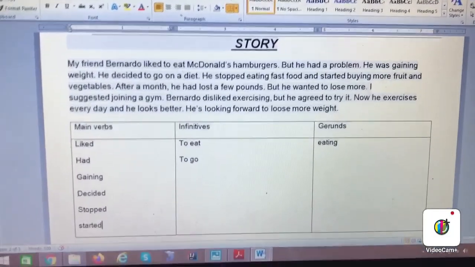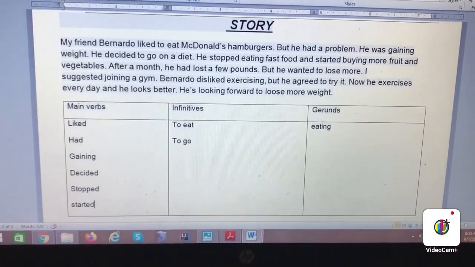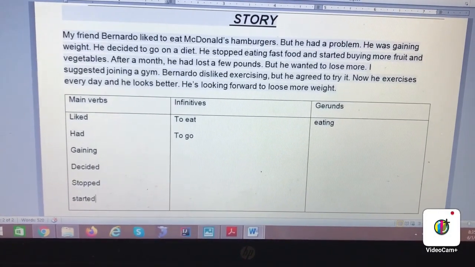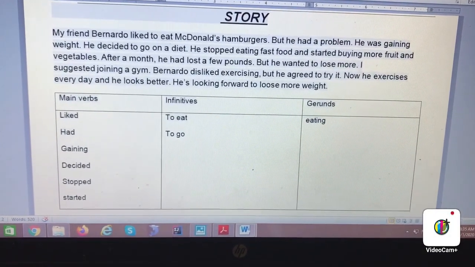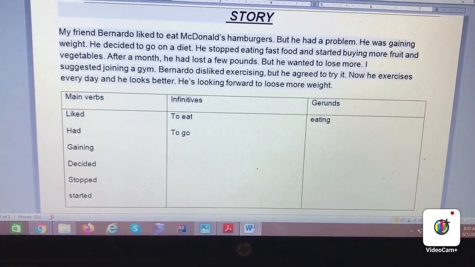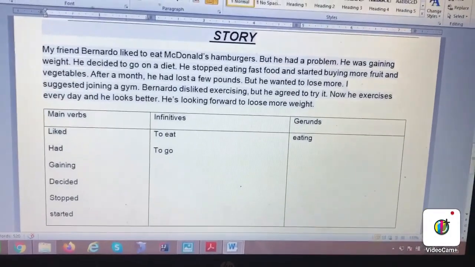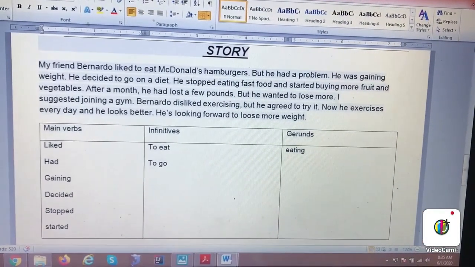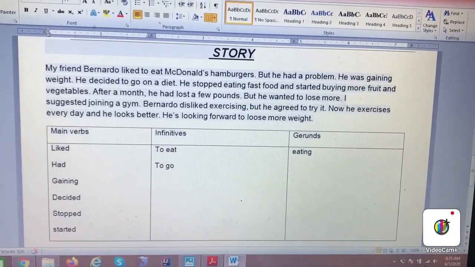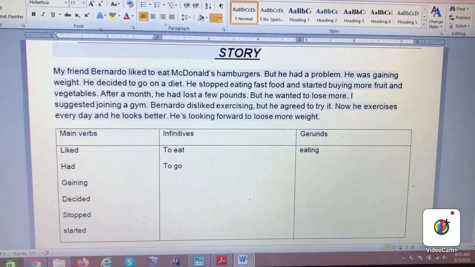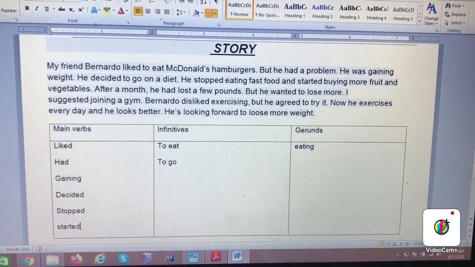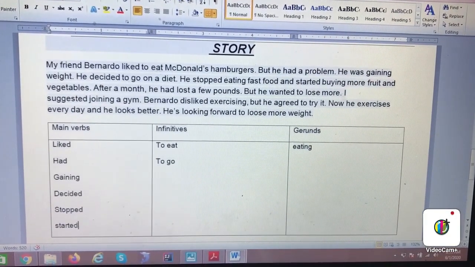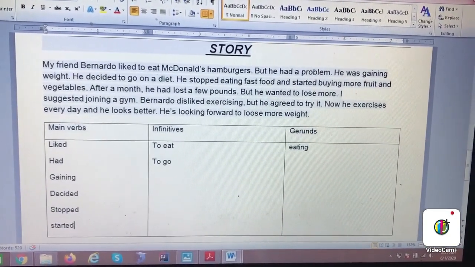You people might be confused that why are we having all the ed verbs: liked, decided, stopped, started. Why are we not using like, decide, stop, start, gain? We are using second form of verb which we use in past tense because this story has been written in past tense, so that's why we are not using first form of verb. Keep this in mind. We use second form mostly with ed in past tense.